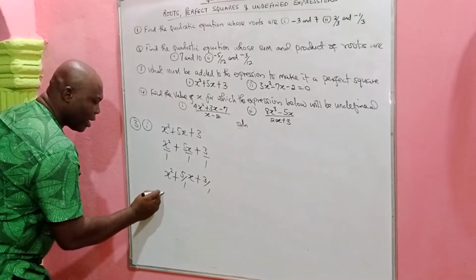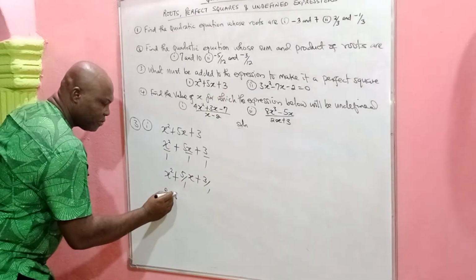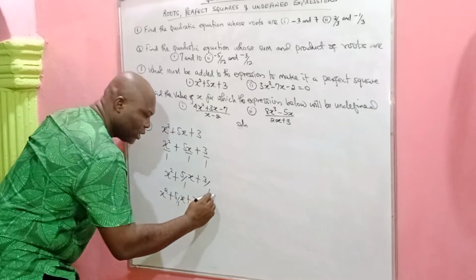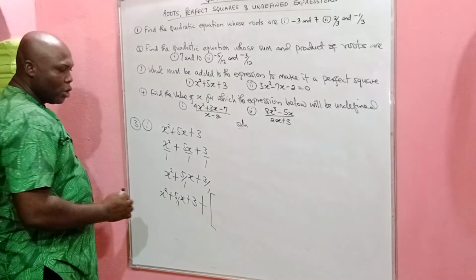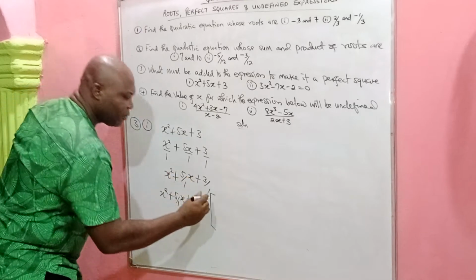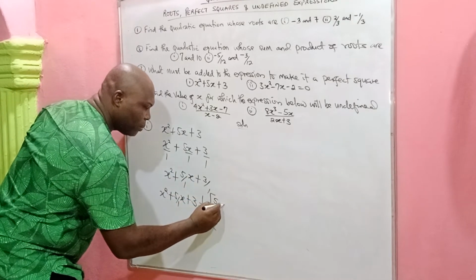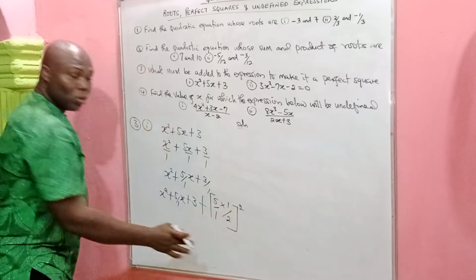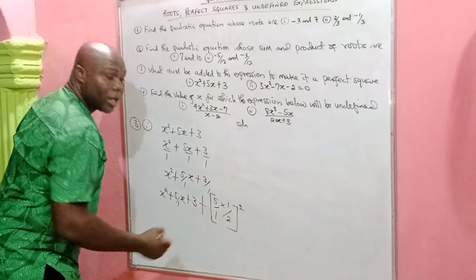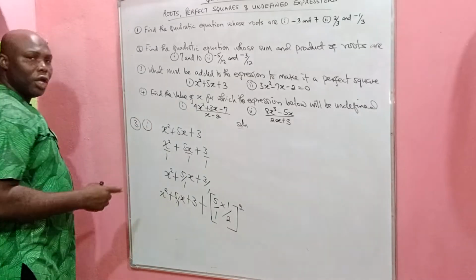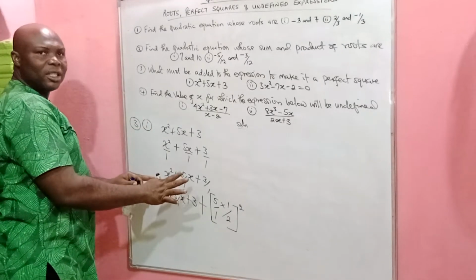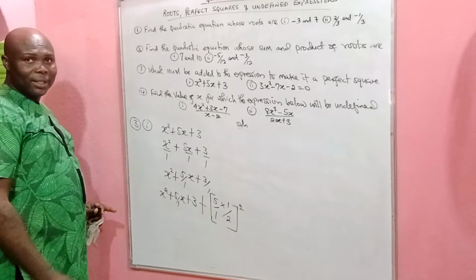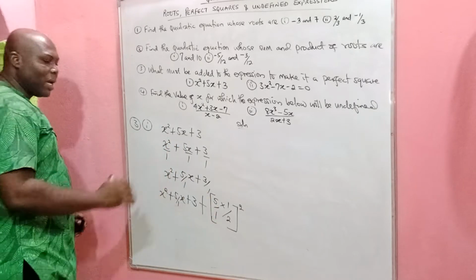So we are going to have x squared plus 5 over 1x plus 3 plus the new term we want to add now. So we take the coefficient of x, which is 5 all over 1, multiply it by half, and then square it. These are the rules we used when working by completing the square. If you've not been conversant with completing the square, please look for the video on completing the square that I've prepared, where you see it in detail. But here we are just looking for the term that must be added.